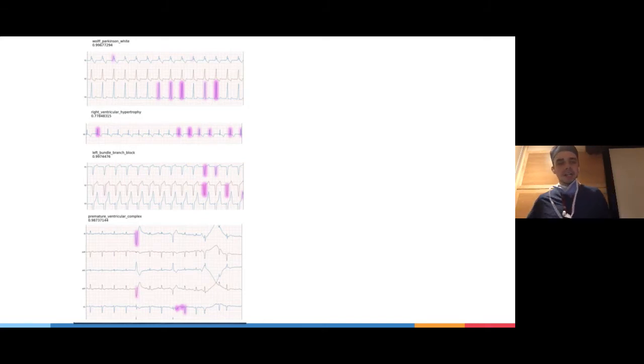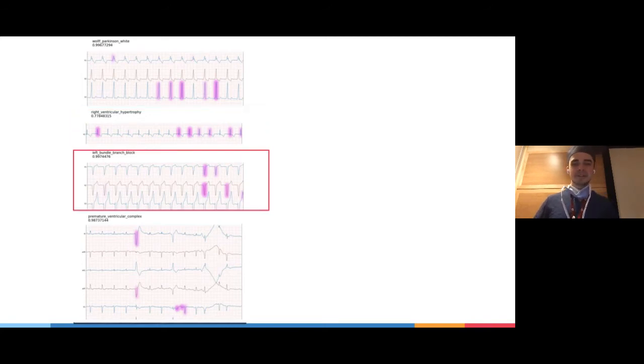Like I mentioned in my introduction, AI learns from seeing tons of examples, but we don't have to hard code the rules. So what exactly is the Wolf-Parkinson-White, for example? And we highlight here in pink areas of the ECG signal that are used by the AI algorithm to predict each class. And for Wolf-Parkinson-White, you can see it's using the delta wave, the large QRS, the short PR.